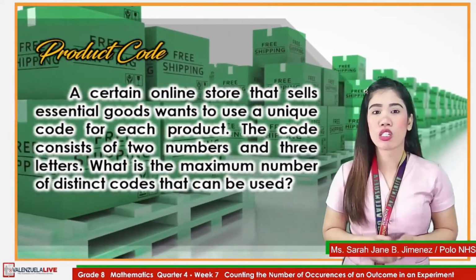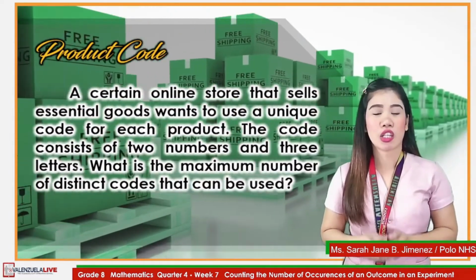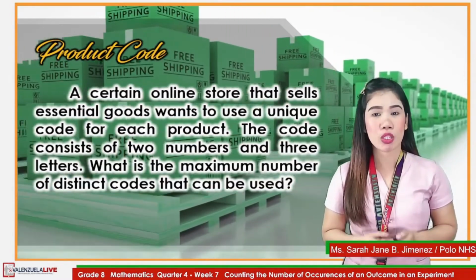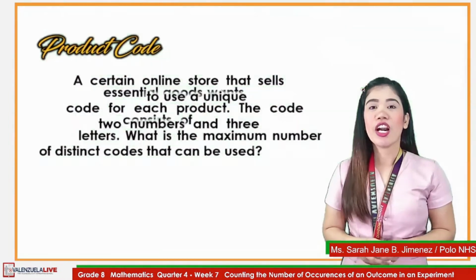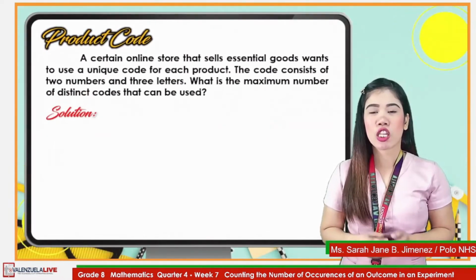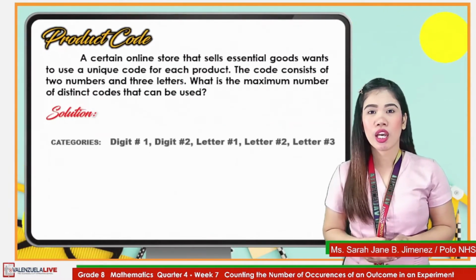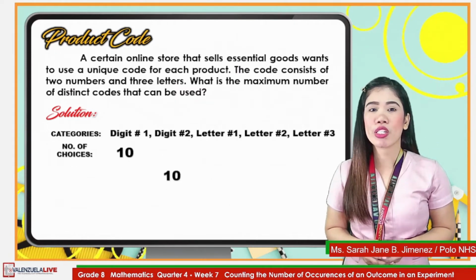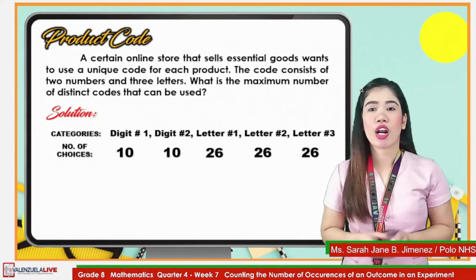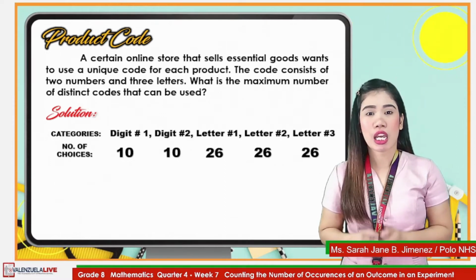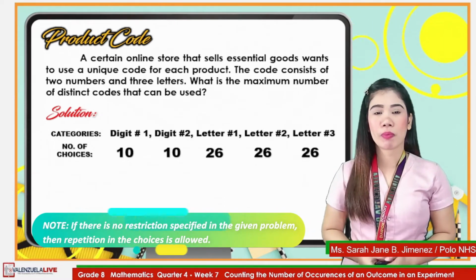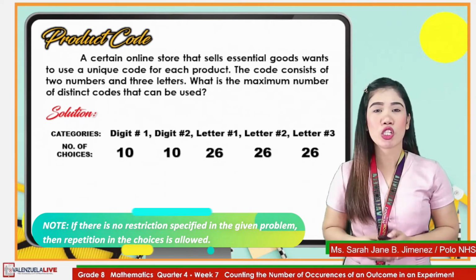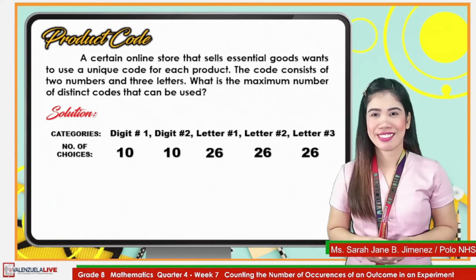The code consists of 2 numbers and 3 letters. What is the maximum number of distinct codes that can be used? There are 5 categories: digit numbers 1 and 2, and letters 1 to 3. There are 10 possible numbers, 0 to 9, and there are 26 possible letters, A to Z. Based on the problem, there is no restriction specified. Then it means repetition in the choices is allowed.